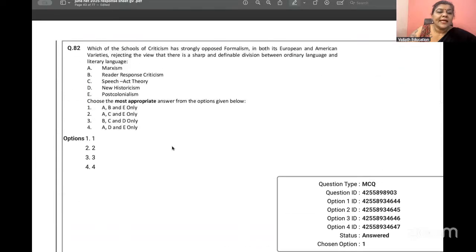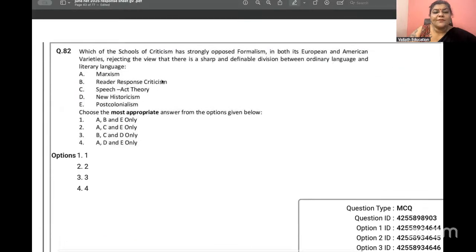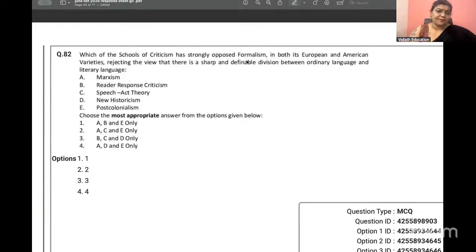Then, which schools of criticism have strongly opposed formalism? Formalism is very insular. What is the word for it? Formalism is intrinsic and autotelic. It's about the autotelic text. And you know that Marxism was against formalism, but it was against Russian formalism, that too politically. Here it is only said formalism. Reader response criticism is against formalism because in formalism, the reader is not important. Only the text is important. But in reader response, the reader is important.